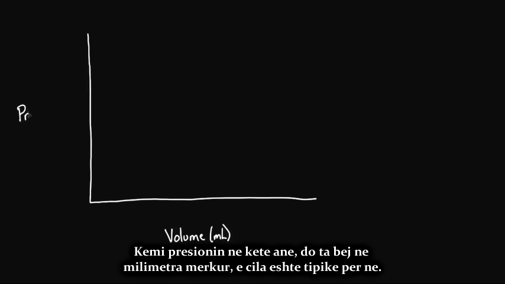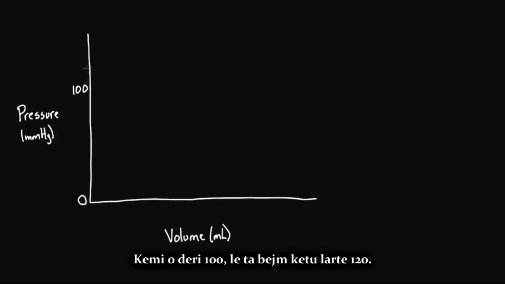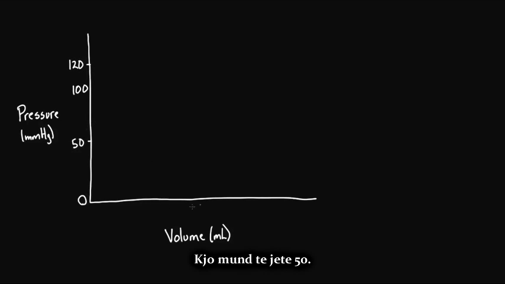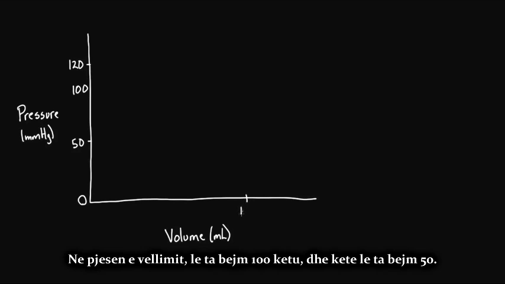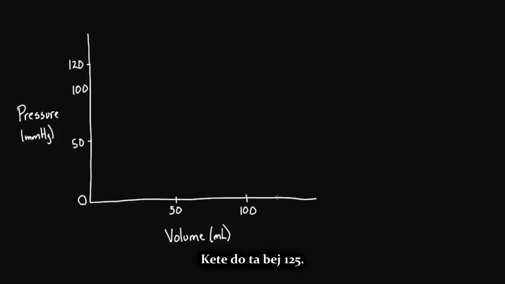Got pressure on this side, and we're going to do it in millimeters of mercury, which is pretty typical for us, right? We've got 0 to 100, and let's just make this 120 up here, and this can be 50. And on the volume side, let's make this 100 over here. That makes this about 50, and I'll make this about 125, right?